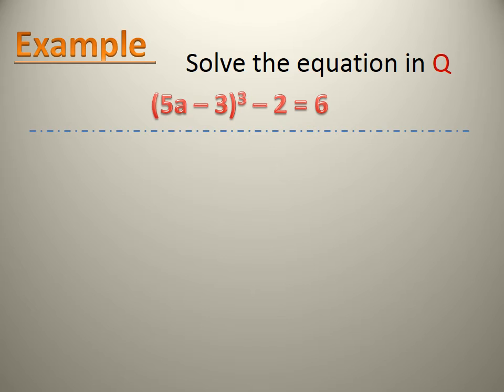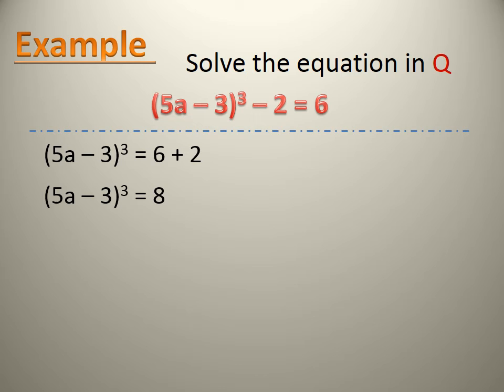Clear or not? Okay, we have another equation: (5a minus 3) all to the power 3 minus 2 equals 6. First, we take the inverse operation of negative 2 by throwing minus 2 to the opposite side, it will be positive 2. The next step: (5a minus 3) to the power 3 equals 6 plus 2 equals 8.